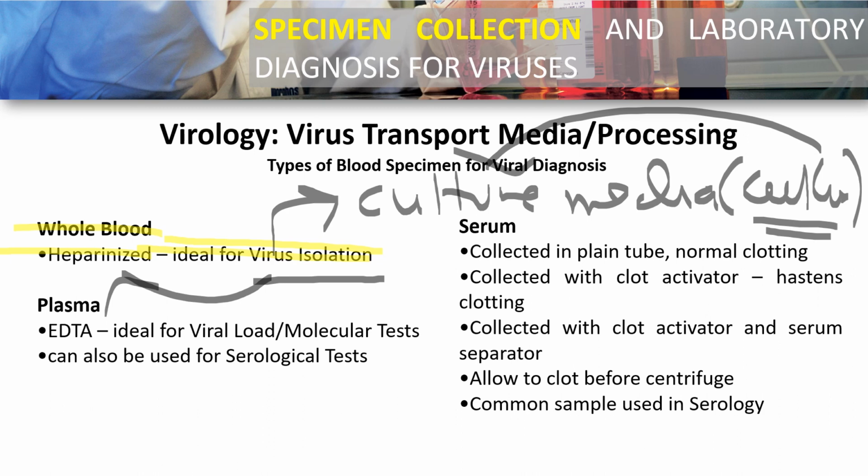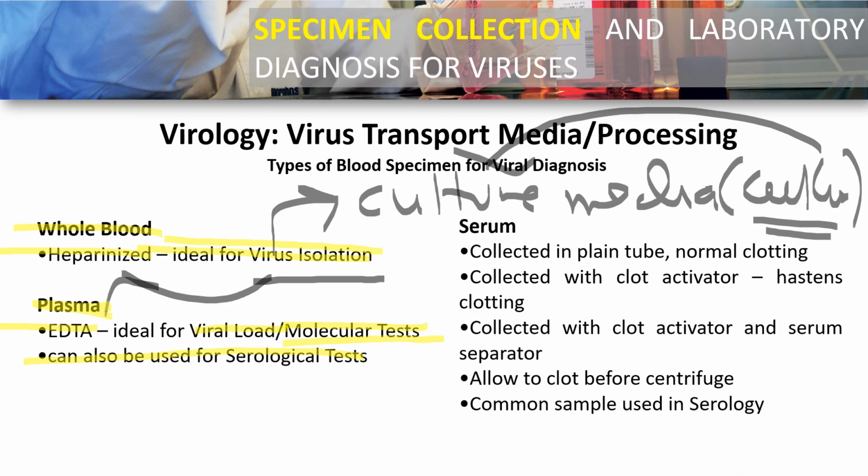Pag plasma naman, class, EDTA yung ginagamit natin. Paki-highlight, EDTA naman yung ginagamit natin for plasma. Ideal for viral load or molecular test. So, kung magpe-perform ka ng PCR, so therefore, you need to use your plasma, class. Okay? Can also be used for serologic testing. Alam naman natin to kasi na-discuss nyo na to sa virology. Pwedeng plasma or serum pagdating sa serologic test. Pero pagdating sa virology, class, paki-take note, molecular test or viral load naman, class, you have your plasma.